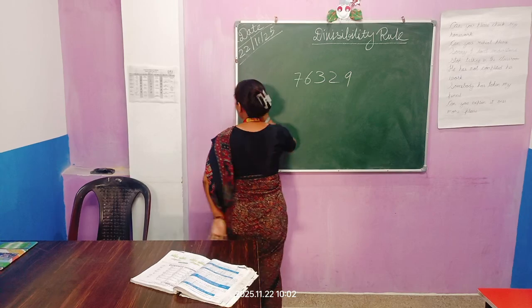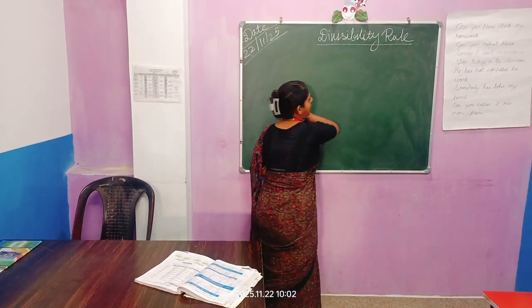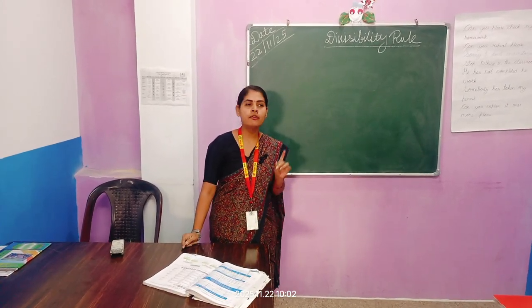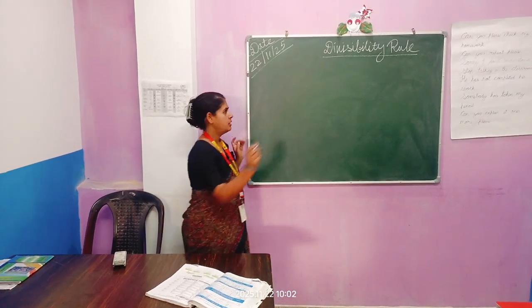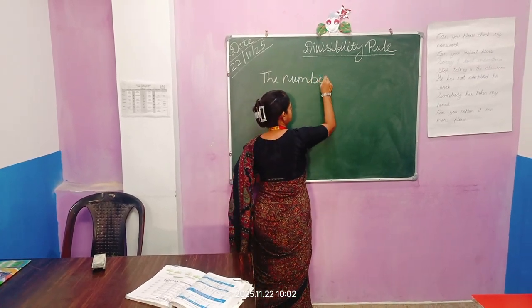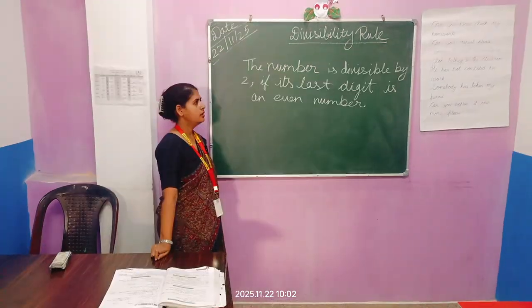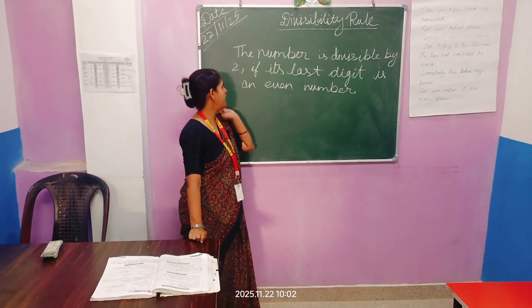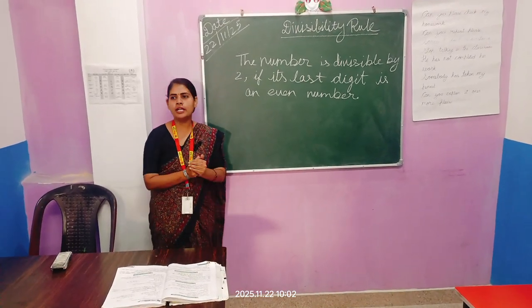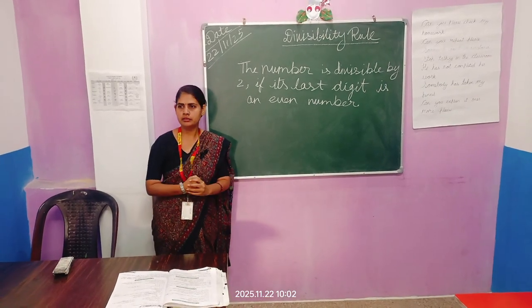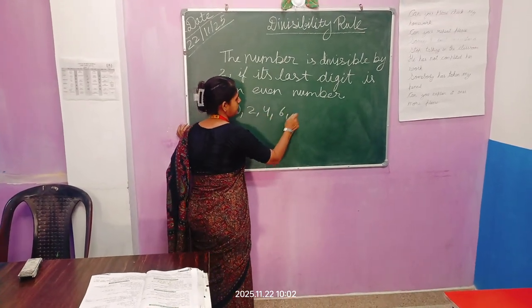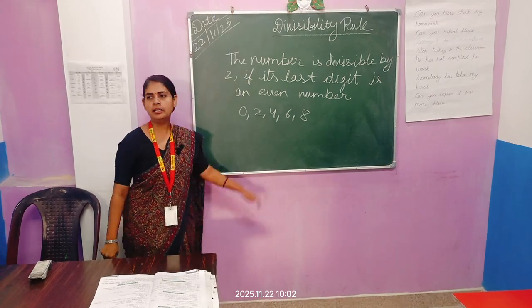The divisibility rule of 2 is: the number is divisible by 2 if its last digit, the digit in the ones place, is an even number. First we need to know what an even number is. Even numbers are 0, 2, 4, 6 and 8. All these are even numbers.